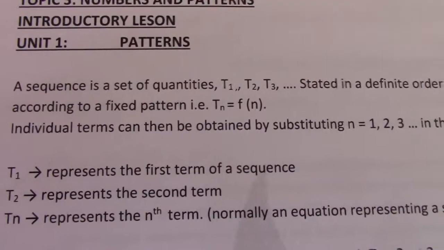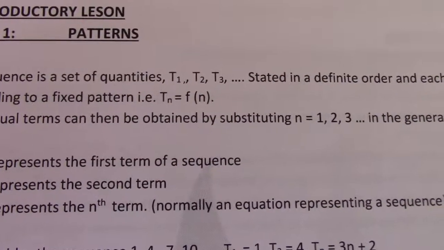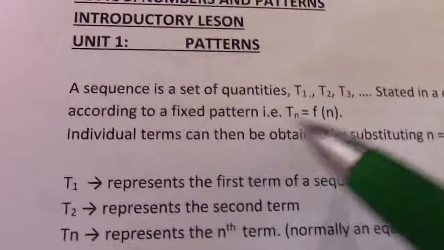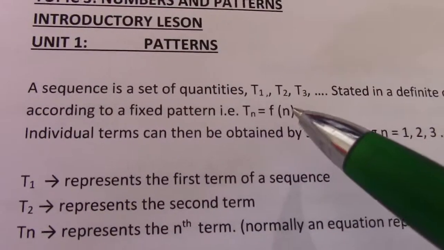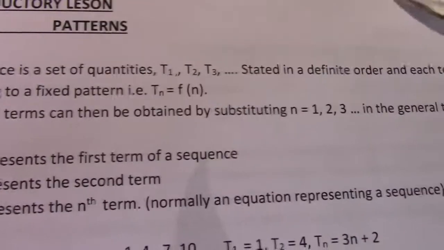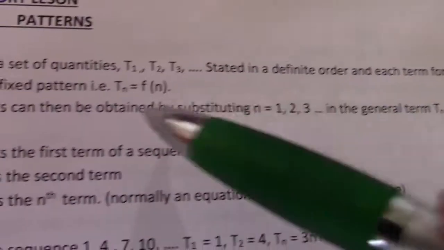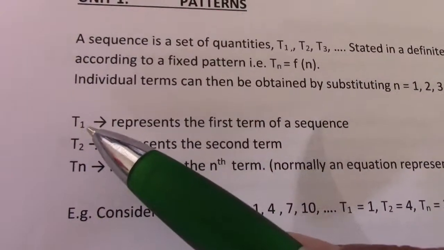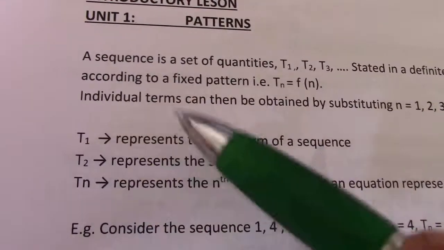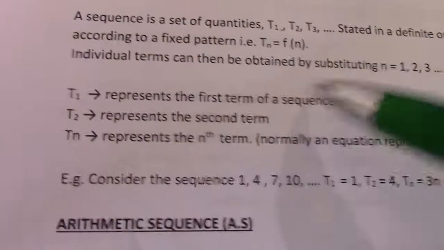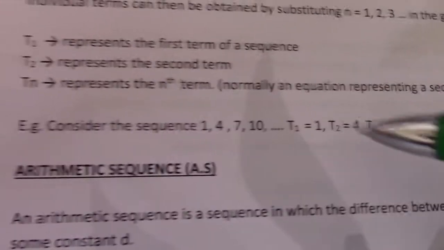Now a sequence, as you can see, is a set of quantities, term 1, term 2, term 3, stated in a definitive or definite order, and each term formed according to a fixed pattern. Tn equals Fn. Various terms can then be obtained by substituting n = 1, 2, 3 in the general term Tn. So to give you an example, term 1, n becomes 1, represents the first term. 2, the second term. Tn represents the nth term, normally an equation representing a sequence.